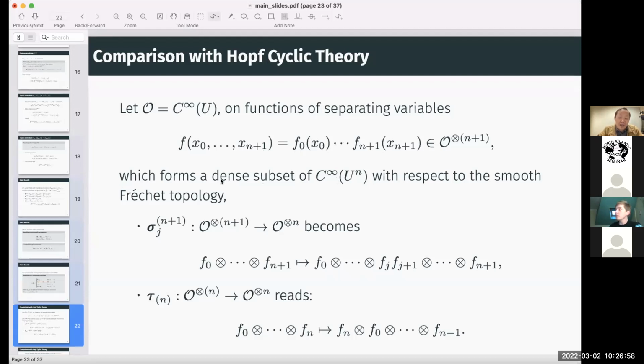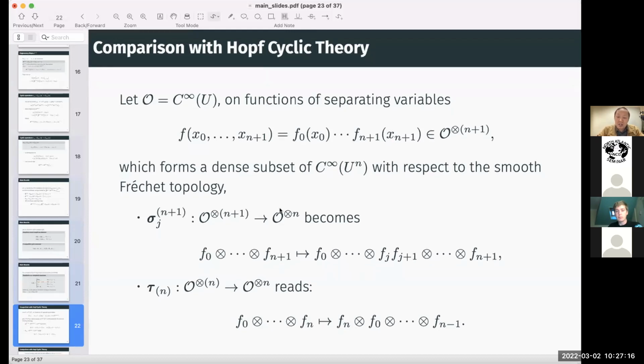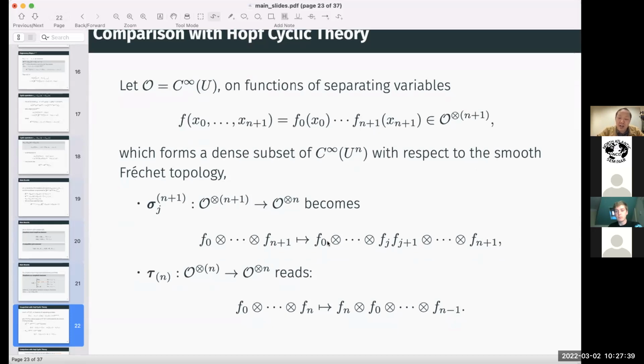Right. And then we know that these functions of separating variables are a dense subset with respect to the smooth Fréchet topology. You mean if you take linear combinations of them? Yes. So basically, if I check these relations on such a dense subset, I've kind of proved it, right? But since I'm focusing on the purely algebraic aspects, I'm not concerned about the topology so far. So let's see what the algebraic aspect of that is.